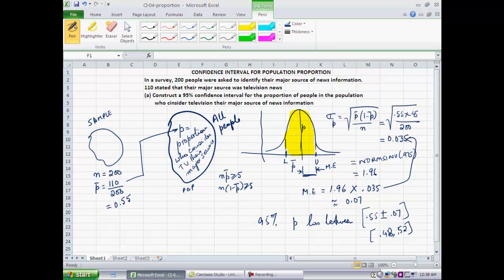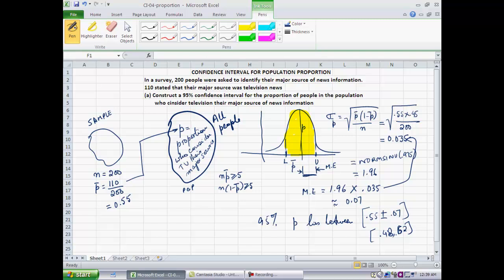So the end result of our calculations is that I am 95% sure, based on the sample statistic and the sample size that I have, that the true population proportion, in other words, the proportion of people in the population who consider television as the major source of news information, lies between 48% and 62%. I'm sorry, it's not 52, it's 62%. So I am 95% sure that p lies between 48% and 62%.